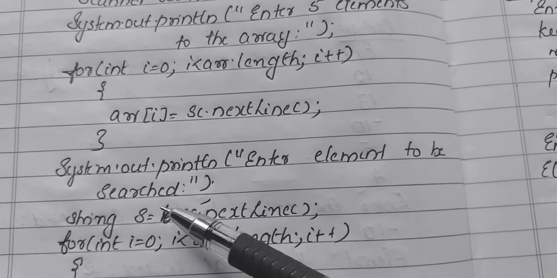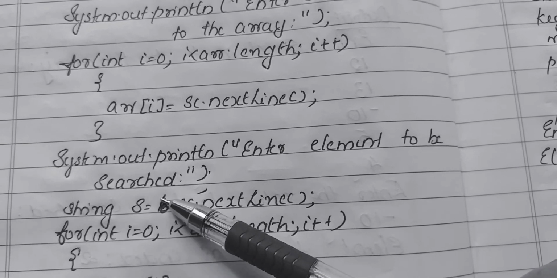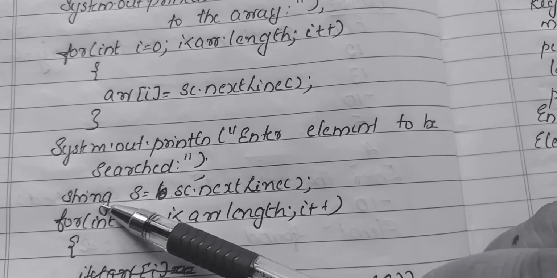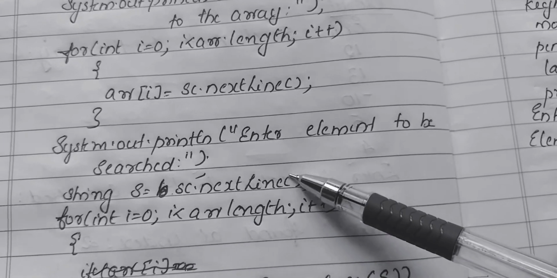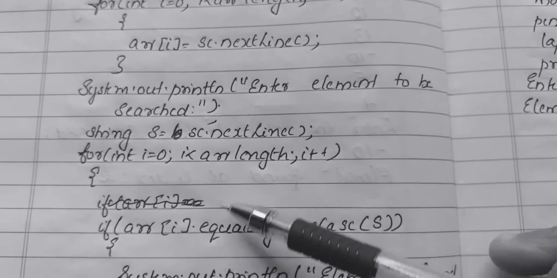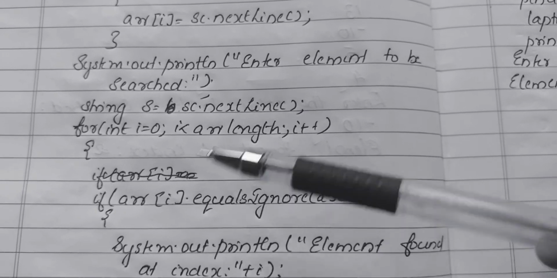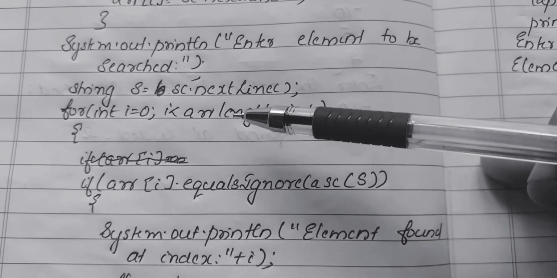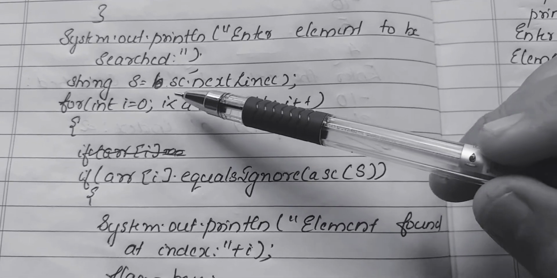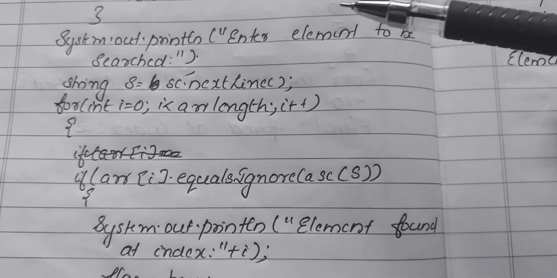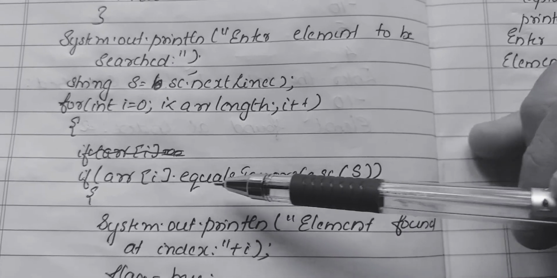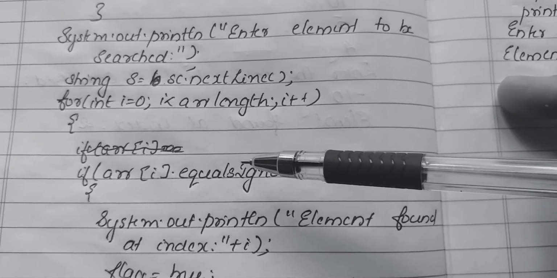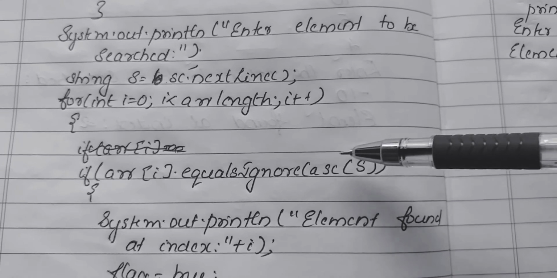Since it is a string element to be searched, declare the data type as String. So this is a minute variation in this program: String s = sc.nextLine(). Again we have given a for loop, as we want to search whether the search element is present in the array. For that, we have declared a for loop: for i = 0, i less than arr.length, i++. Inside that we have checked a condition: if arr[i].equalsIgnoreCase(s).